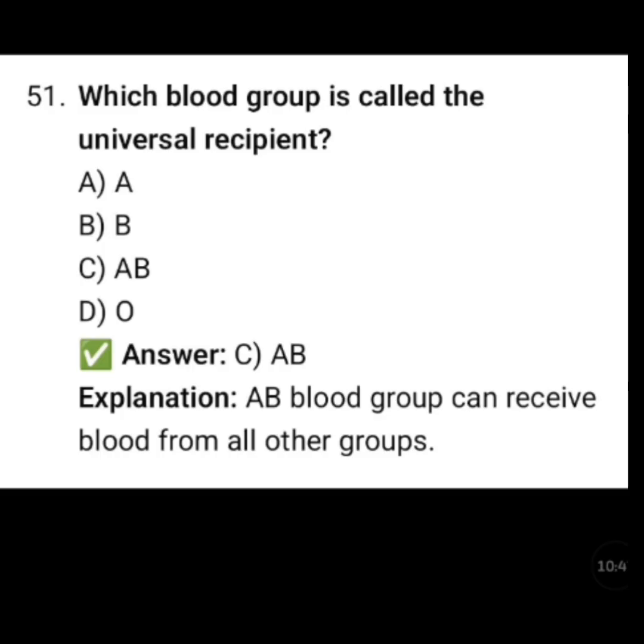Which blood group is called the universal recipient? A blood group, B blood group, AB blood group, O. The correct answer is option C, AB. AB blood group can receive blood from all other groups.